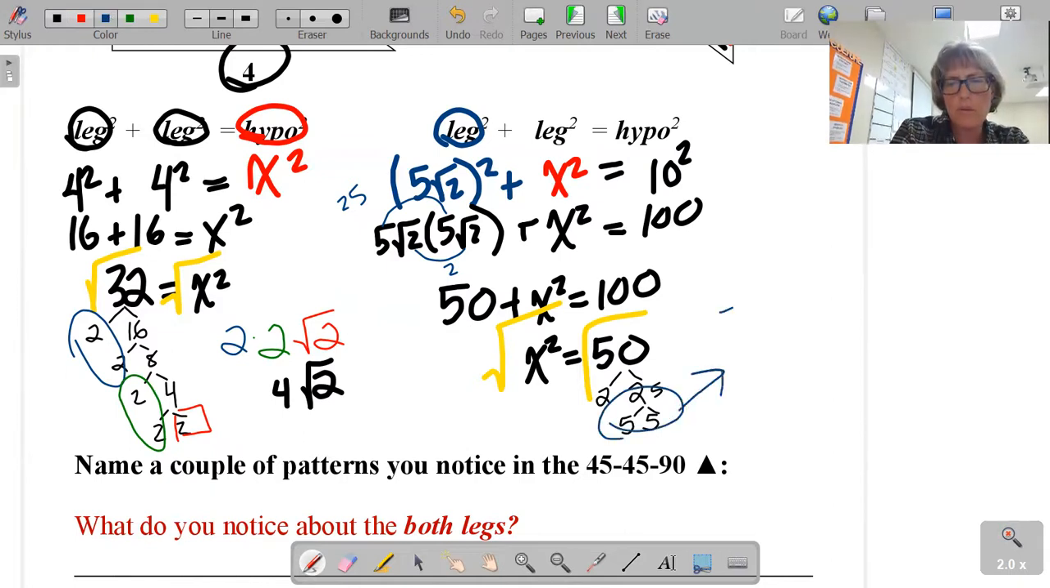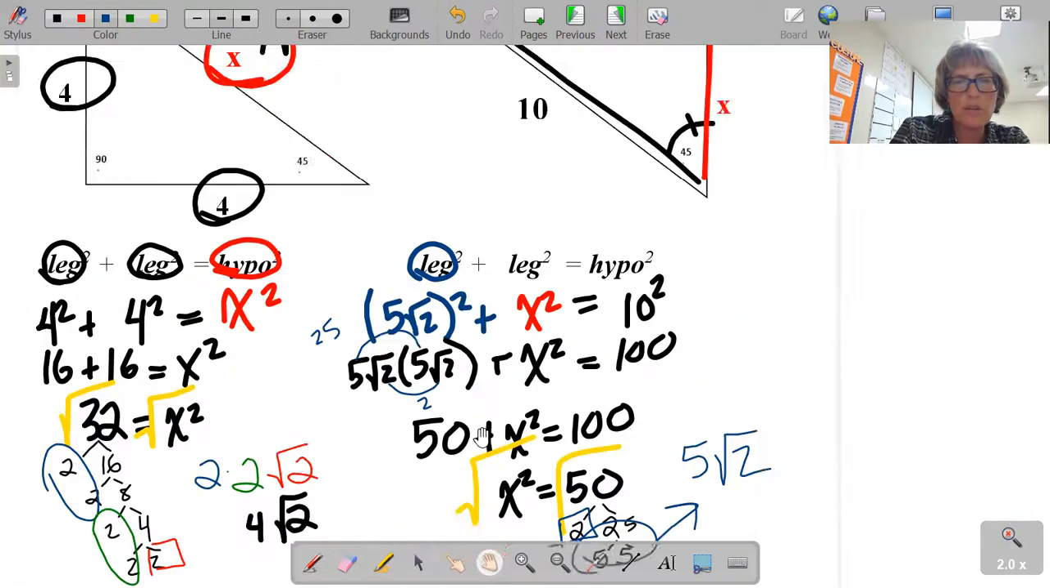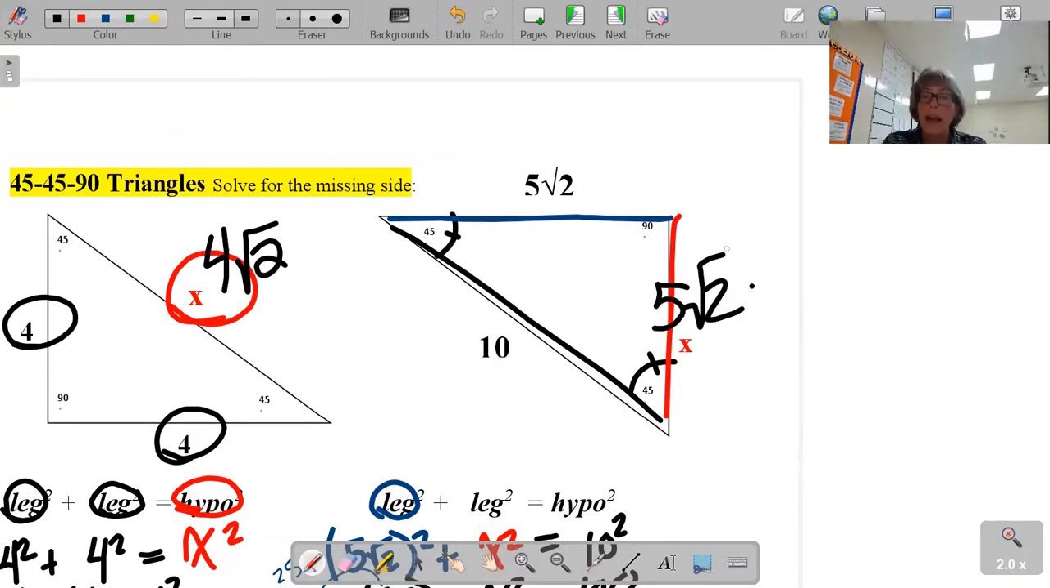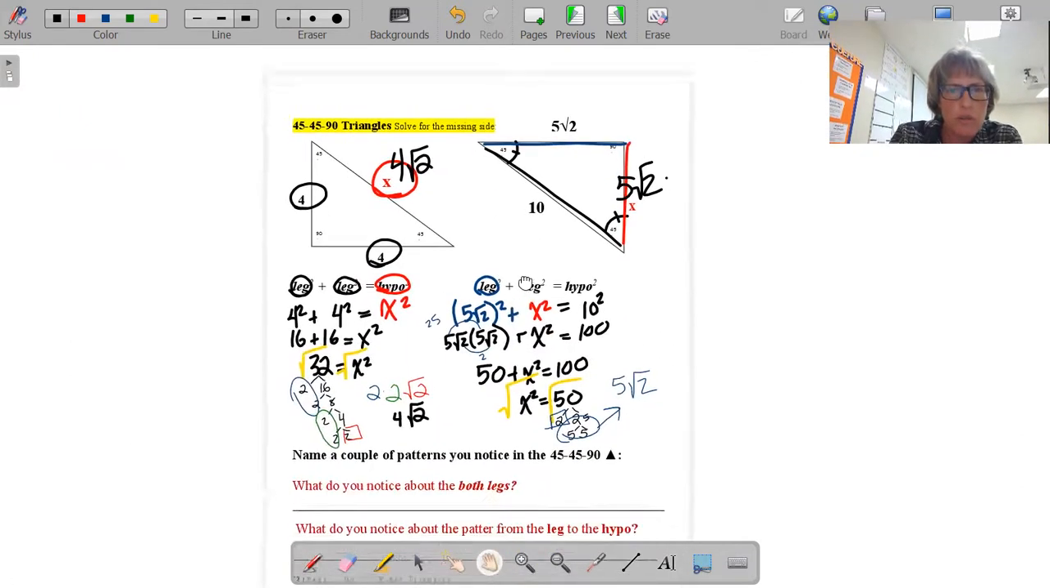Fives can come out. Root 2 stays home. So the correct answer here is 5 root 2. Now, there are a couple patterns here, and I'm not going to tell you these patterns on this side. I really want you to do your best guess. I want you to take a very close look at this entire page.